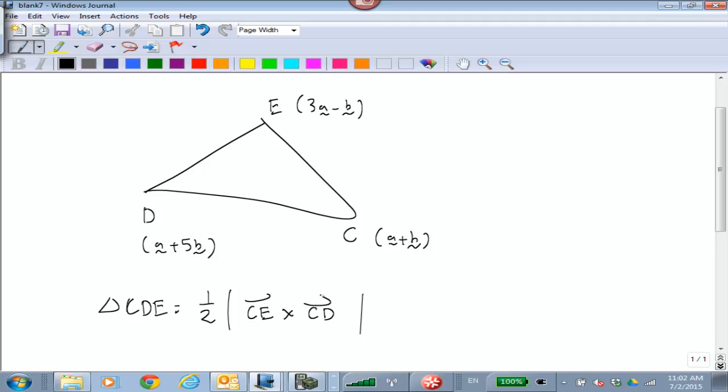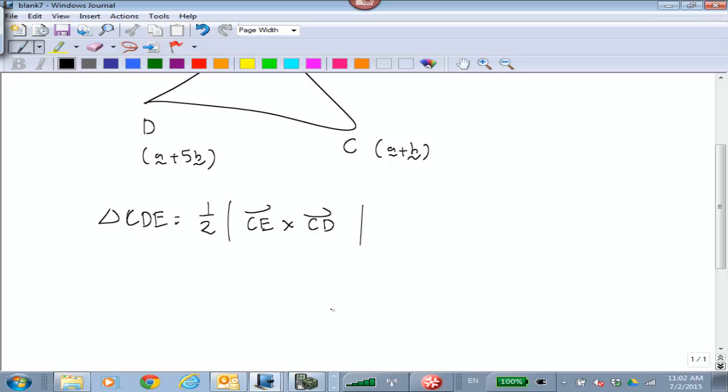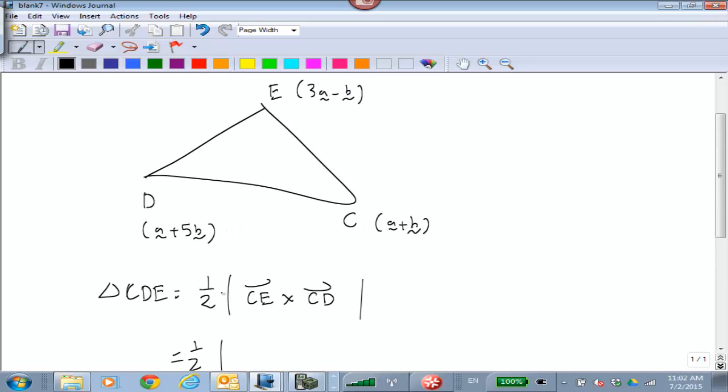Fine. You choose these two. Let's go for these two. So what is CE? Yeah, OE minus OC. Give me the answer. Fast. 2A minus 2B. Make sense?